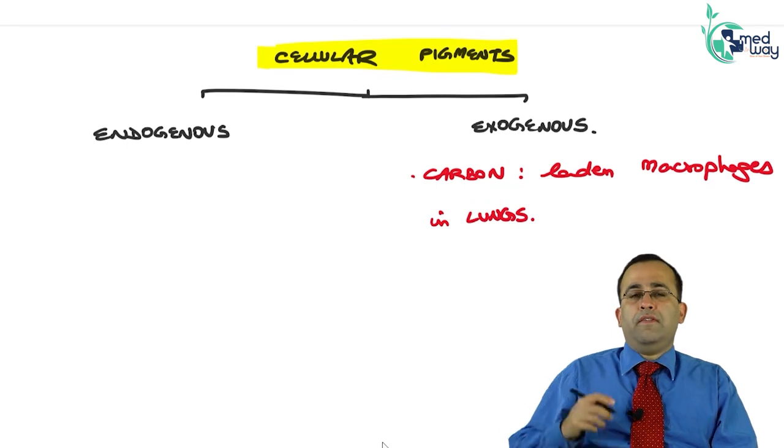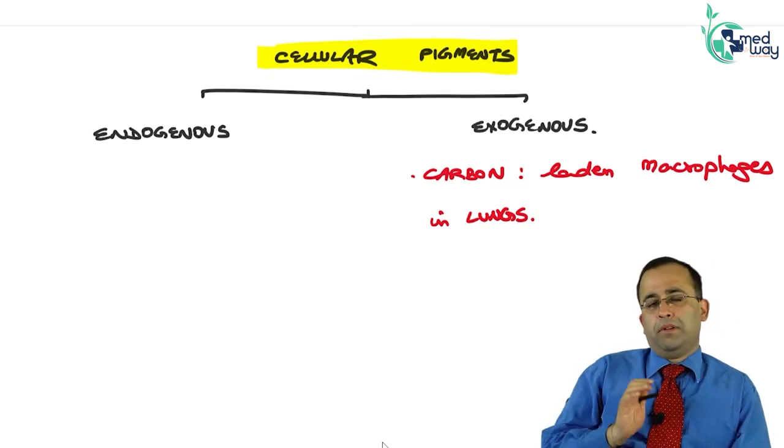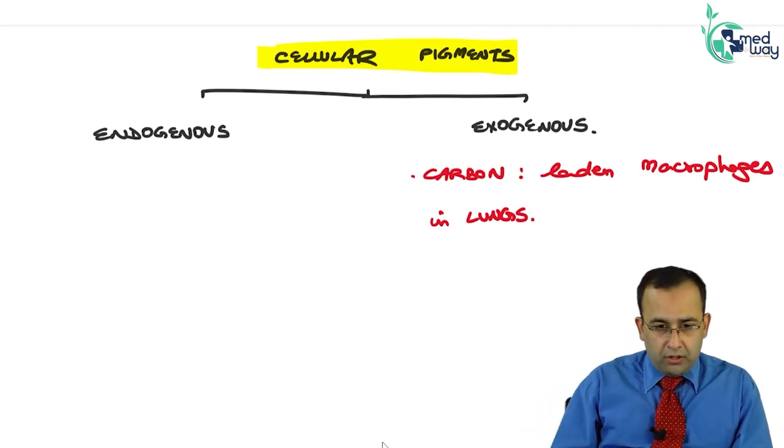In the lungs, that is the most common exogenous pigment, carbon. Versus endogenous pigments. There are three main endogenous pigments.